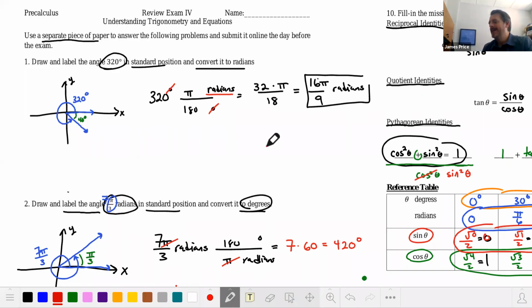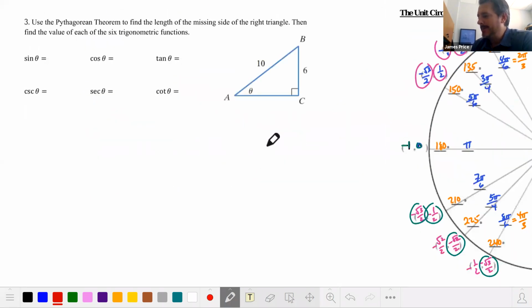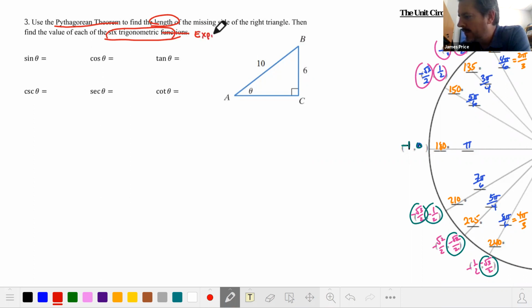All right. So there's number 2. And so let's move on here to number 3. On this one, what does it say? It says, use the Pythagorean theorem to find the length of the missing side of the right triangle, then find the value of each of the 6 remaining trigonometric expressions. It'll say expressions on yours because I'll correct it. That's a lowercase e, so expressions.